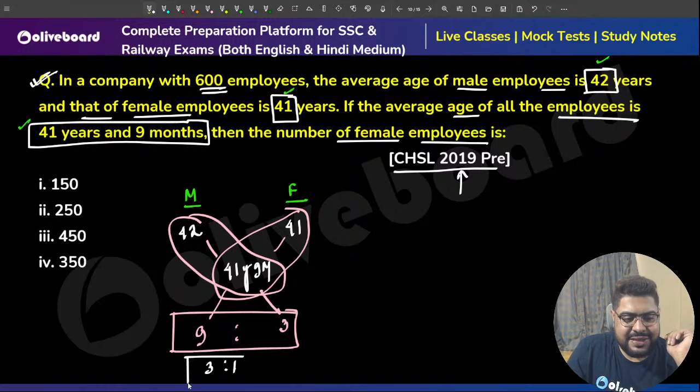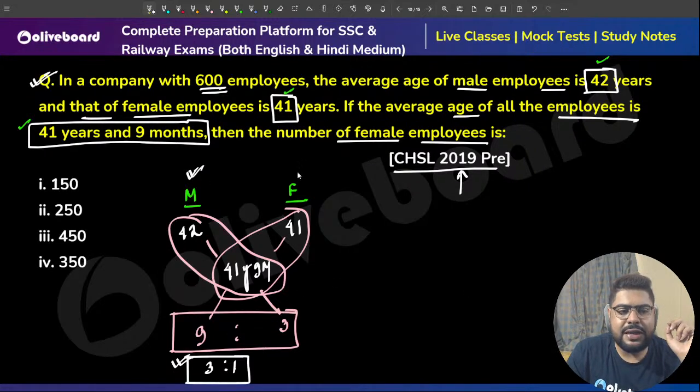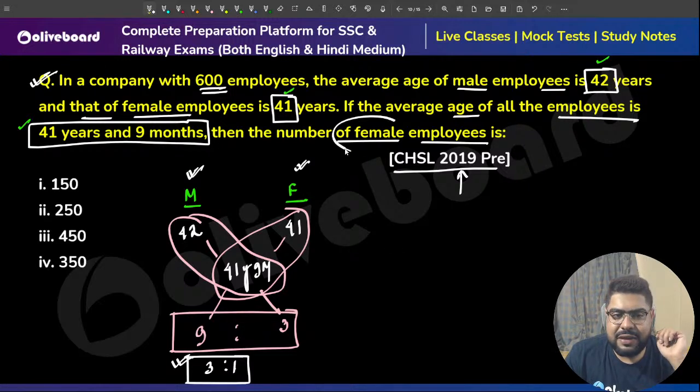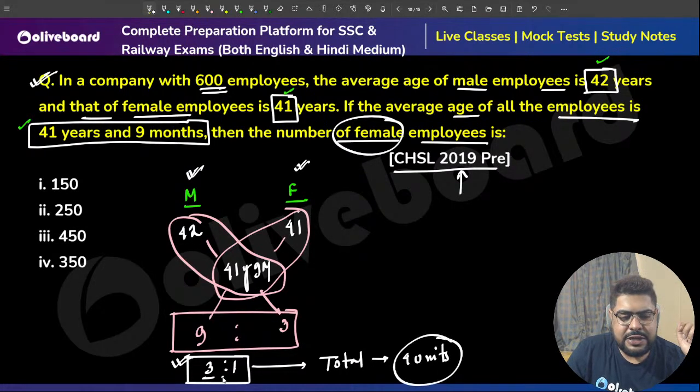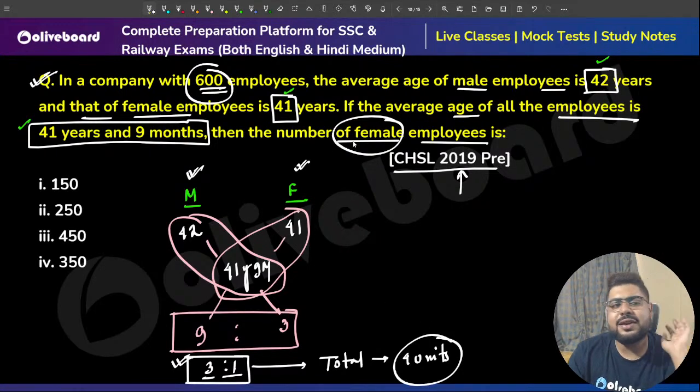3:1. What is this, sir? 3:1 is the number of male employees to the number of female employees. But sir, nothing is given except the total, and they are asking for female employees. Can I say from this ratio, the total is 4 units, that means 3 units plus 1 unit. And the total number of employees in the company is given, sir, 600.